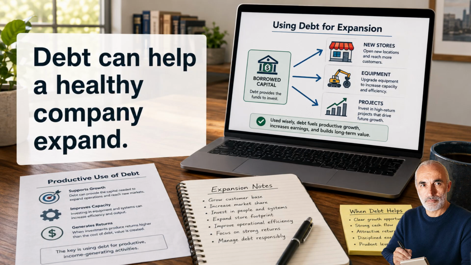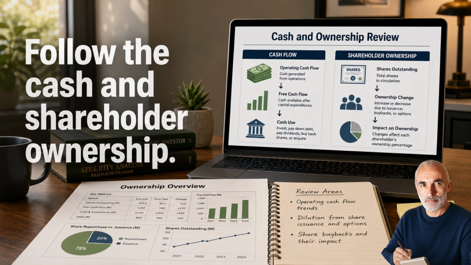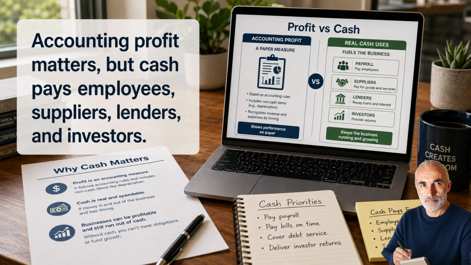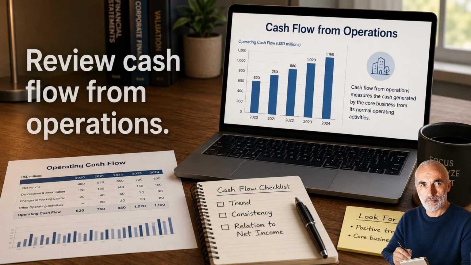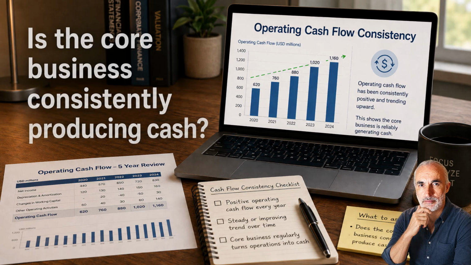Number 5. Follow the cash and shareholder ownership. Accounting profit matters, but cash pays employees, suppliers, lenders, and investors. Review cash flow from operations. Is the core business consistently producing cash? Then look at capital expenditures, the money spent on factories, equipment, stores, data centers, and other long-term assets. Operating cash flow minus capital expenditure is commonly used as a basic estimate of free cash flow.